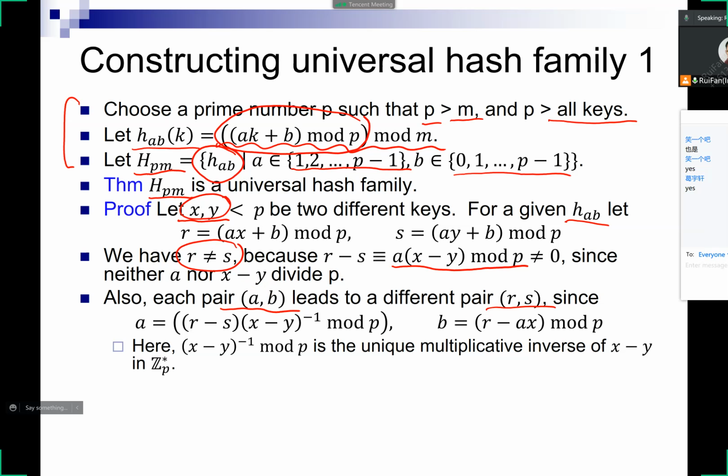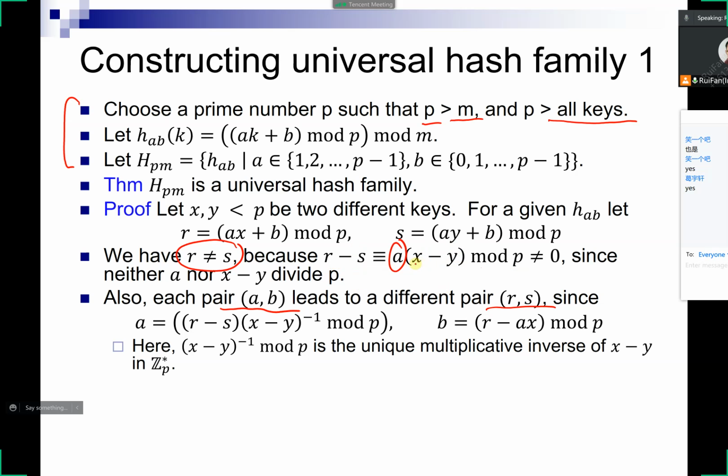Well, let me try to erase some stuff over here, just to clean things up. All right, so we have this expression over here. And now if you take this expression, we can use it to solve for a. We're saying that r minus s is congruent to a times (x minus y) modulo p. So then what you can do is basically divide by x minus y on both sides.